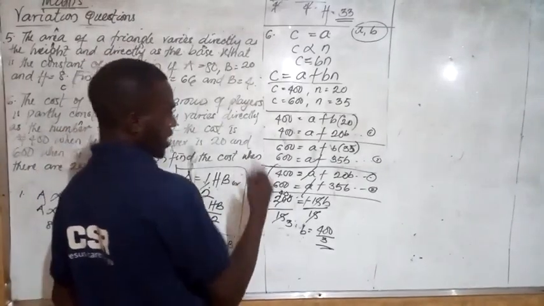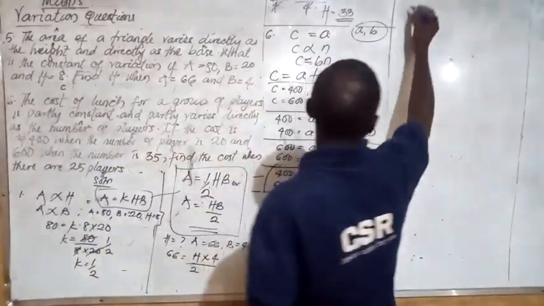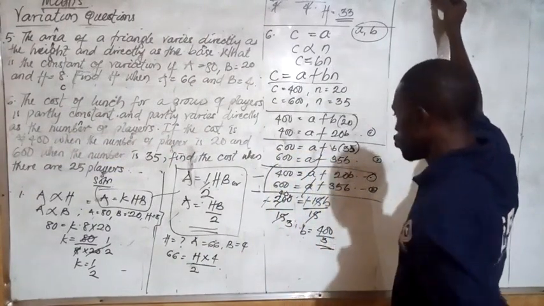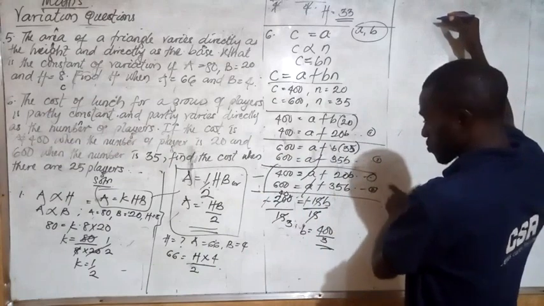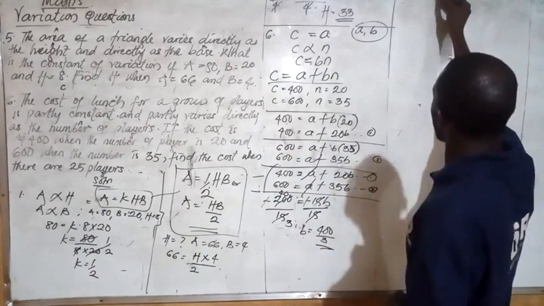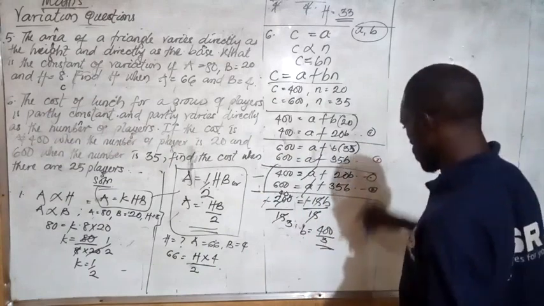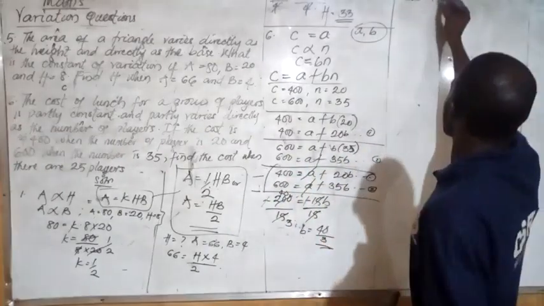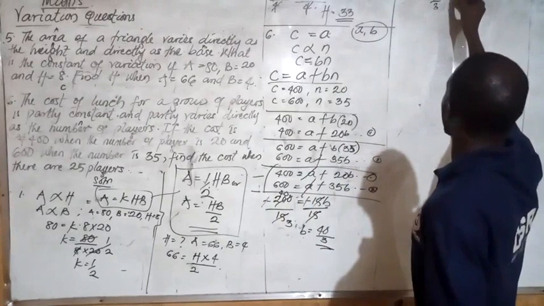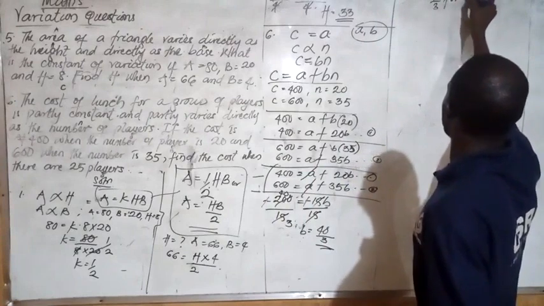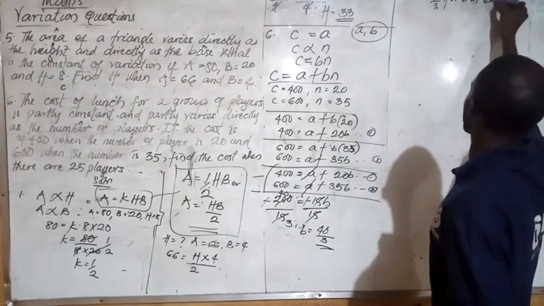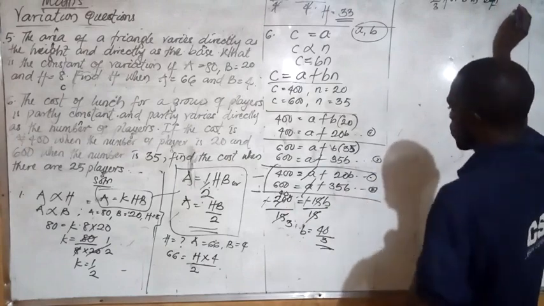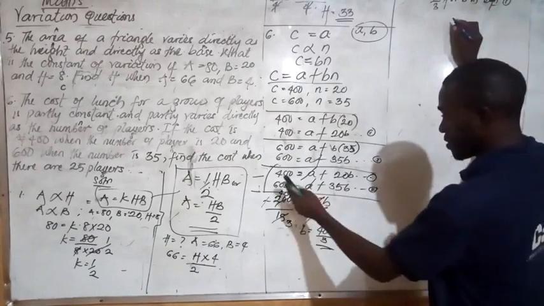Alright, we can use it to find A now by substituting into one of these two equations the value of B. So we have 40 over 3. Substitute 40 over 3 for B in the equation. You can pick any of the equations that you want to substitute in. I would love to substitute in 1, seeing that it's simpler.